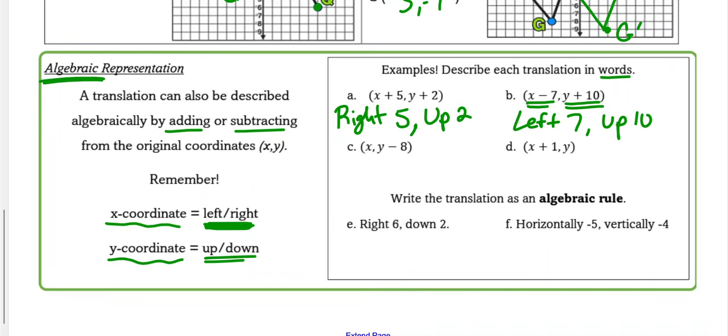All right, when I see x by itself, that means nothing is happening to the x-coordinate. I'm not moving left or right at all, so I don't have to do anything with that. I'm just moving the y-coordinate down 8. Y minus 8 means I'm moving down 8. Same thing the other way around. If nothing is happening to the y, you're not moving up and down. You're just following that set of instructions. X plus 1 means you move to the right one.